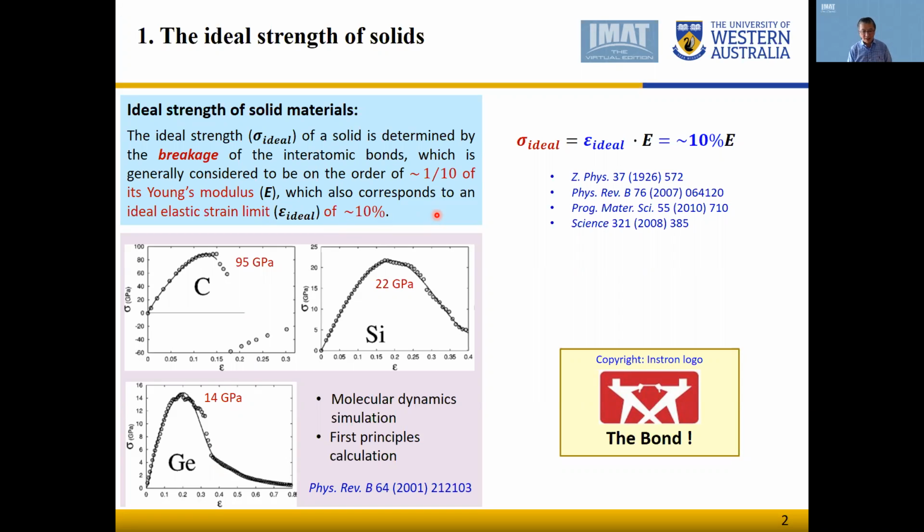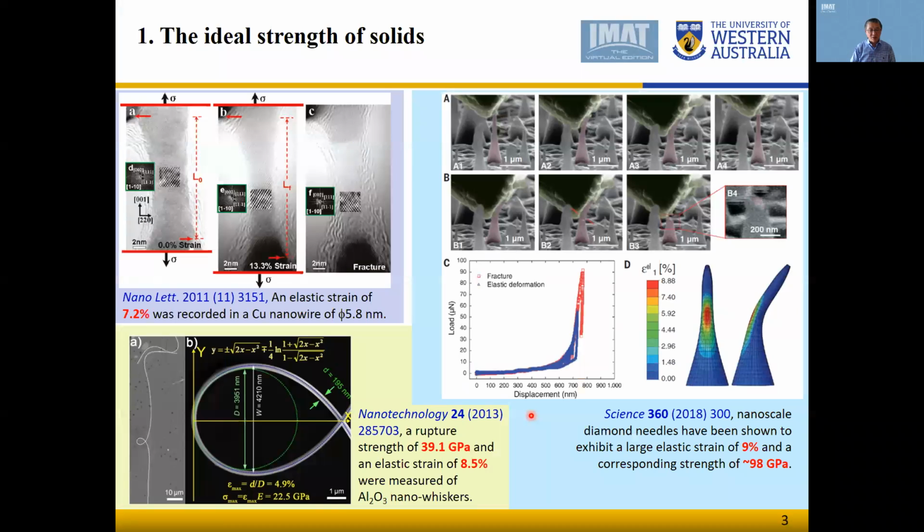Indeed, some people have done a theoretical analysis by means of molecular dynamics simulation and first principles calculation, in which it's predicted that carbon will have a theoretical strength of 95 gigapascal, silicon 22 gigapascal, and germanium 14 gigapascal. And all this is because of the strength of the bond between the atoms in each solid. So that's the theoretical prediction, and here are some experimental evidences.